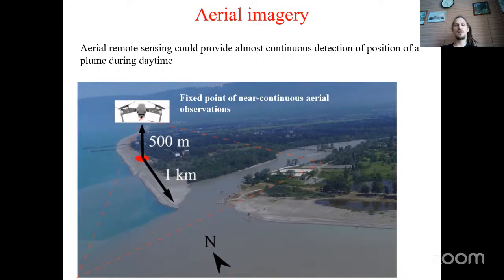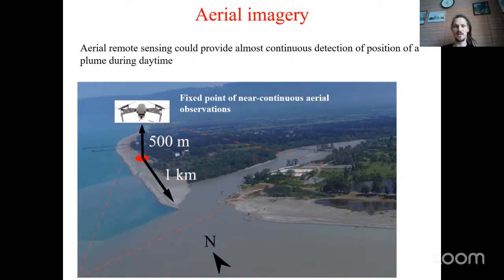But if you use a quadcopter, if you use aerial remote sensing, you can fix a point on the shore and lift the quadcopter and observe the plume, observe its motion. When the battery is low, you put the copter down, you change the battery, and immediately lift it again. And with this mechanics, you can provide near continuous aerial observations of a plume during hours and hours and days.